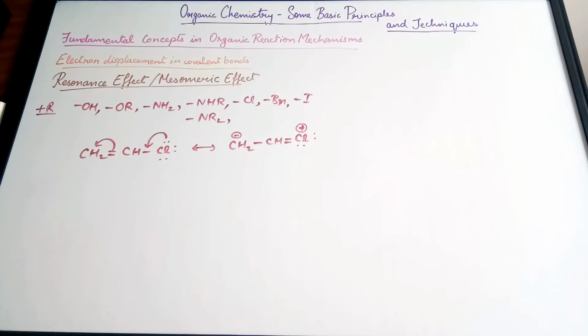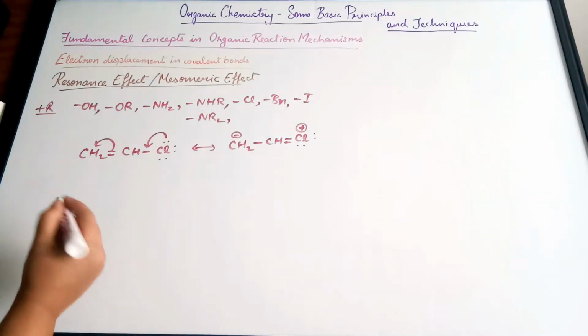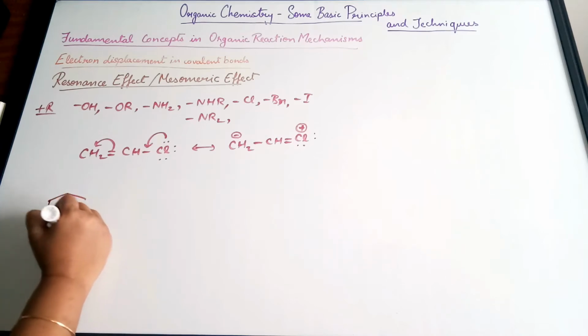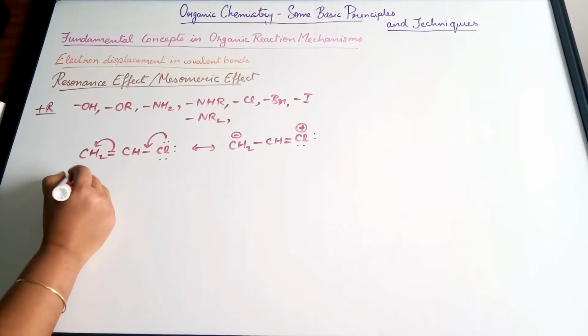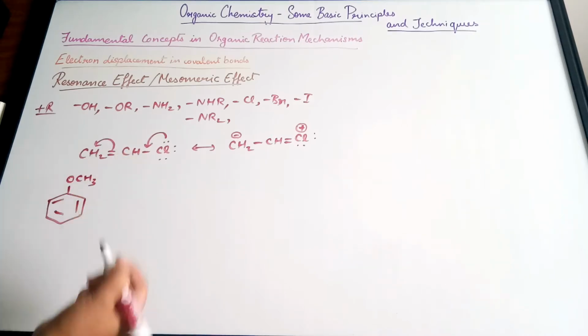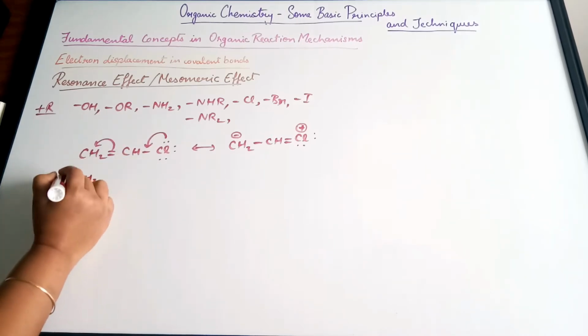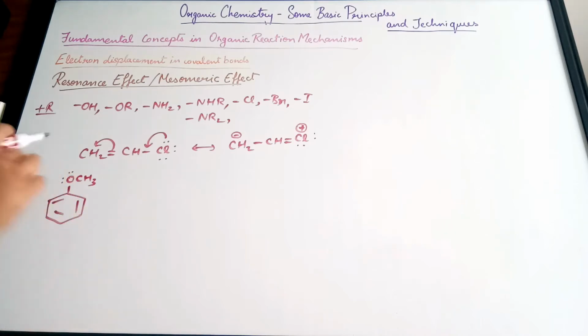Another example would be aniline. Aniline is NH2 attached to a benzene ring, and we'd already learned about the various resonance structures of aniline in the previous video itself. Another example would be anisole. So anisole has a benzene ring attached to it, and an OCH3 group. And because oxygen has two lone pairs of electrons, one of them is going to take part in resonance.